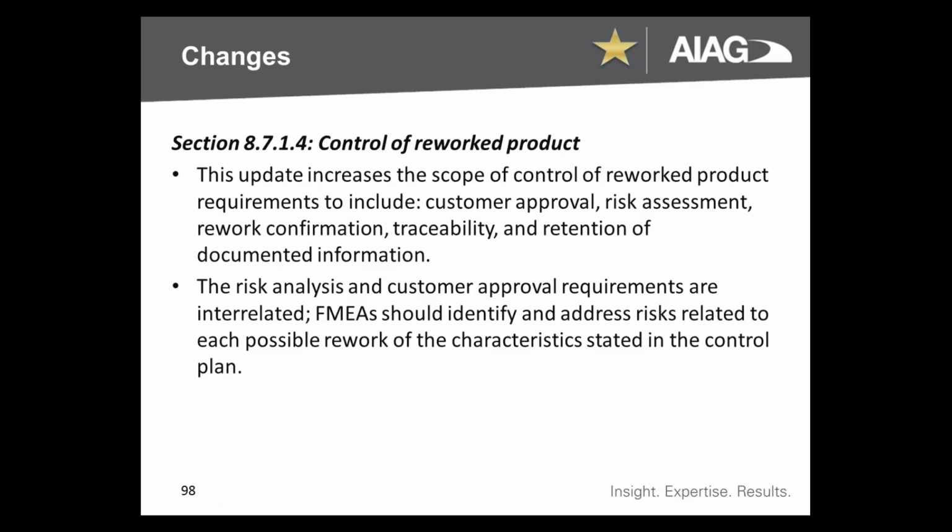Control of reworked product. The scope of control of reworked product requirements include customer approval, risk assessment, rework confirmation, traceability, and the retention of documented information. Keep in mind that the risk analysis and customer approval requirements are interrelated. Your FMEA should identify and address risks related to each possible rework of the characteristics stated in the control plan.